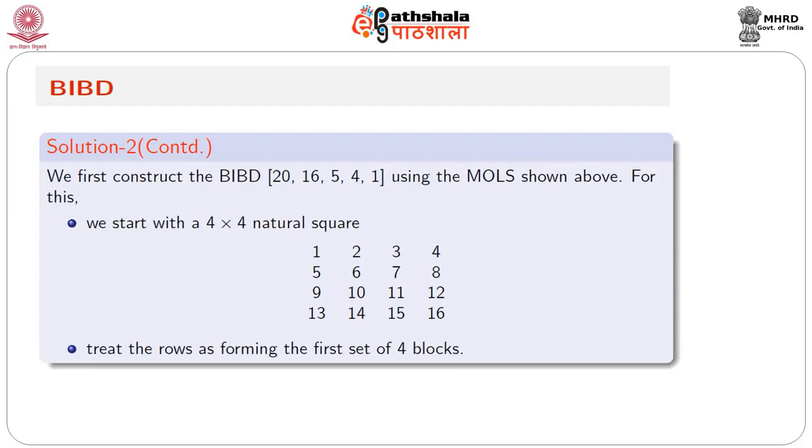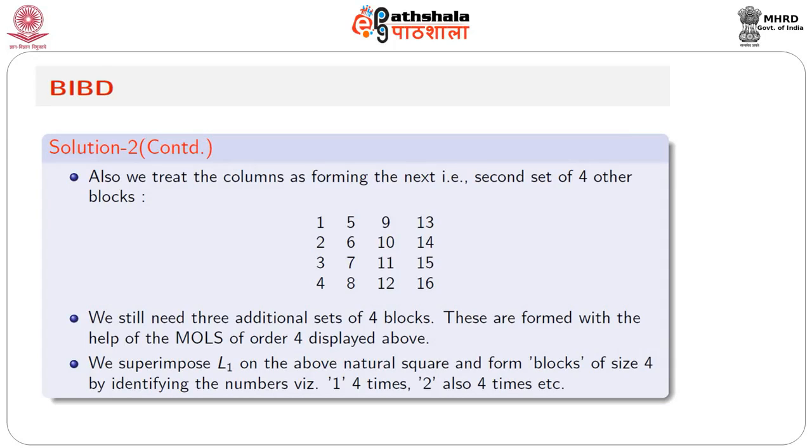Now we first construct the BIBD with B equal to 20, V equal to 16, R equal to 5, K equal to 4, lambda equal to 1, using the modes as shown above. So for that, basically we start with a 4x4 natural square. So this one is a natural square, 1, 2, 3, 4, 5, 6, 7, 8, etc. This tells you that you are dealing with 16 treatment symbols over there, V equal to 16. We treat the rows of this square as forming the first set of 4 blocks. Now in the BIBD that we are referring to, there are altogether 20 blocks involving 16 treatments and the block size is 4, so every block will have size 4.